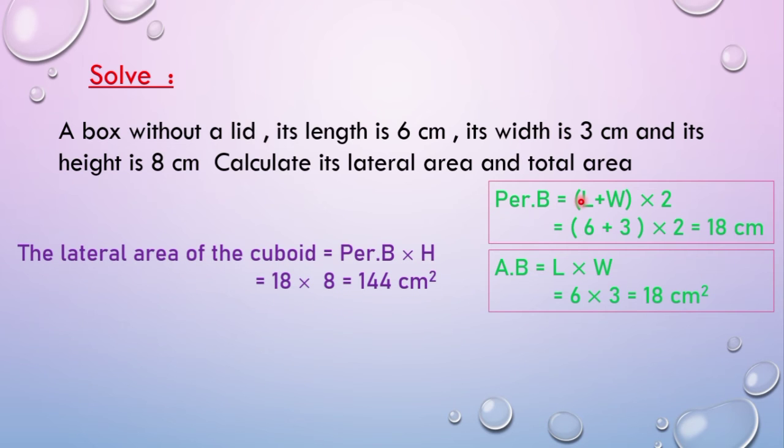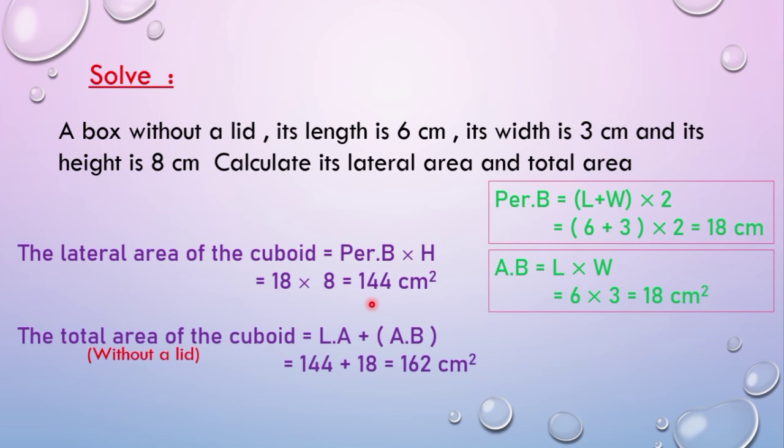To get the lateral area, I will make perimeter of base times height. The perimeter of the base 18 times height, which is 8. So the answer is 144 centimeters squared. To get the total area, but without lid. Without lid, it means I will add area of one base. So I will make lateral area plus area of one base. 144 plus 18 equals 162 centimeters squared.